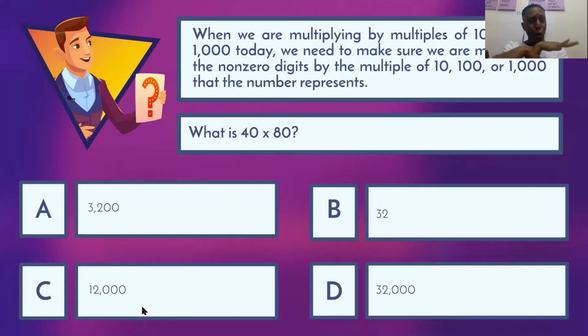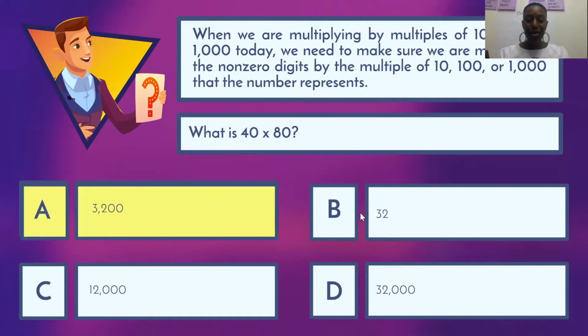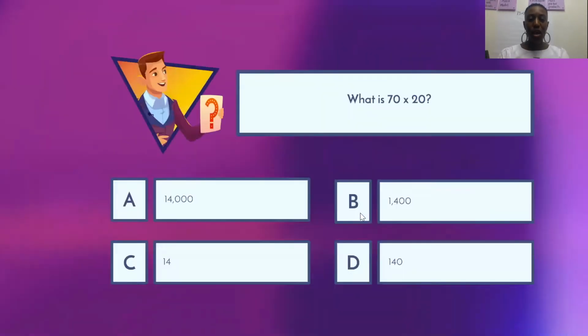12,000, no way. Because if we even multiply our non-zero digits together, that's going to be 32. There's no way that the product can change. So you're down between A and D. Which one for 100? Ding, ding, ding. Good job. I agree with A. Let's go to the next one.